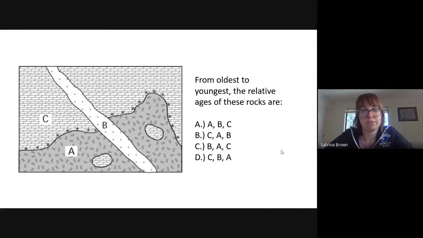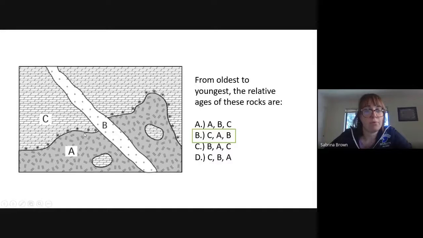All right, pause it if you need more time. And the correct answer is C. This one's challenging, but we know C is the oldest.